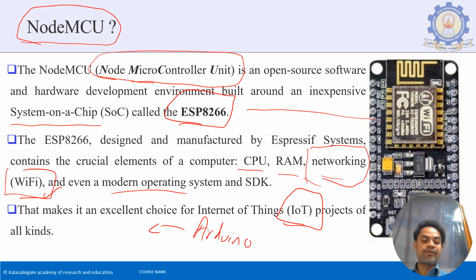With an Arduino that has an Ethernet port, like the Arduino Leonardo, it's fine. Or if you have a separate Wi-Fi module integrated into it, then it's fine. But if you want everything to be available on a single chip, a single board, that is where you have the option of the ESP8266, which is nothing but your NodeMCU.